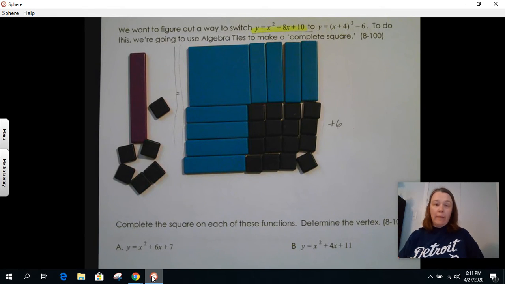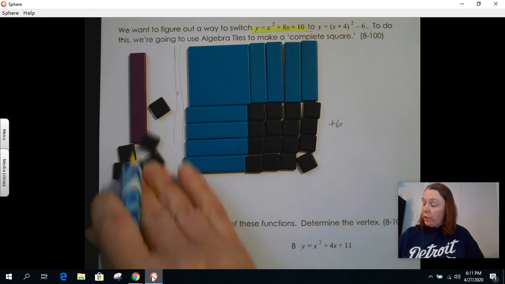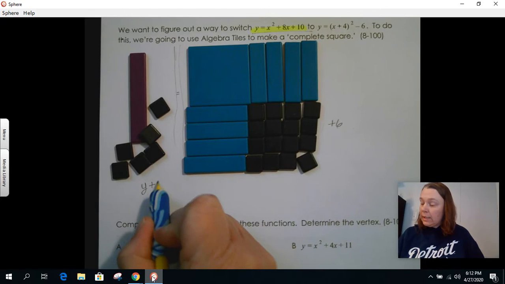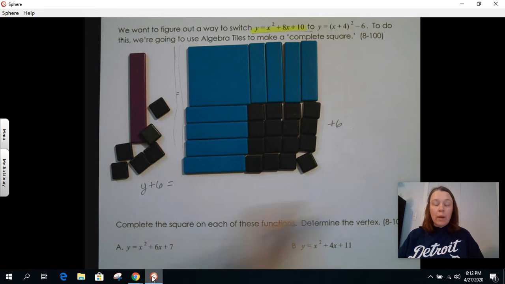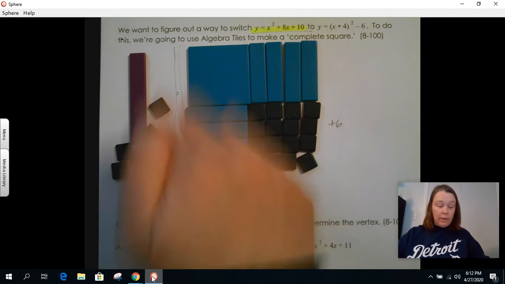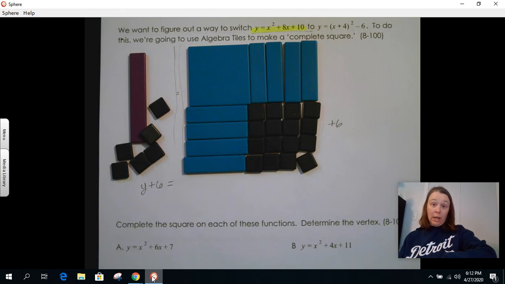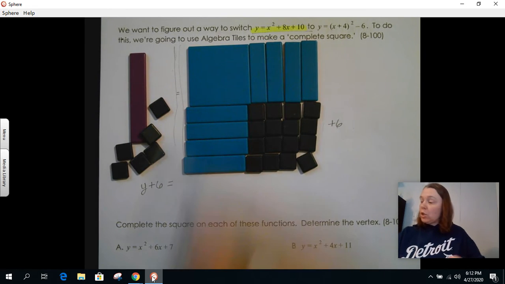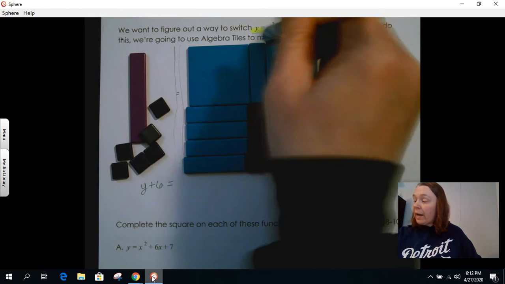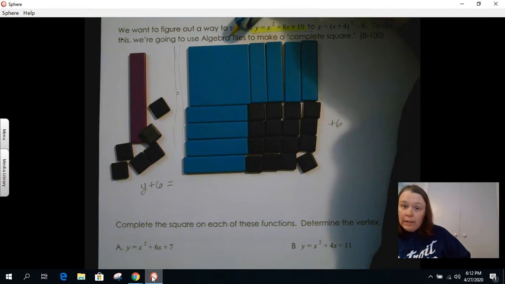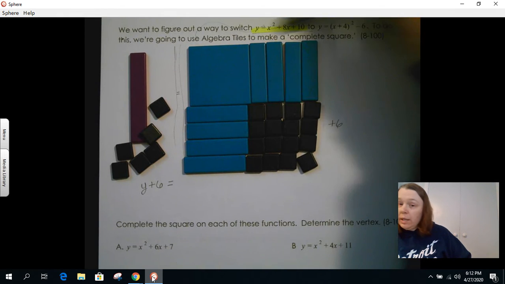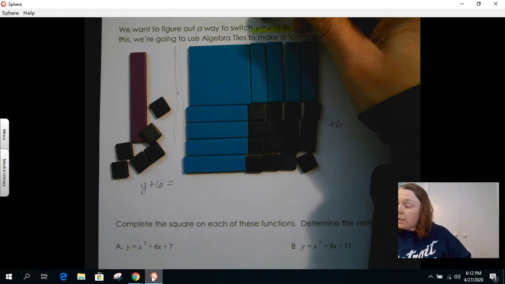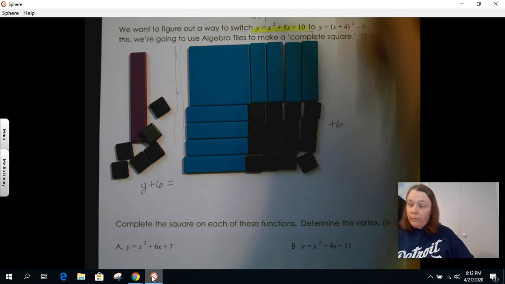So if I write what I have now, I have over here, I've got y plus 6, right? I've got a y plus equals. Now over here, remember how we talked about we could write things as the sum of all the tiles, or we could write it as a product. We're going to write it as a product. So on this side, I've got an x right here. I've got an x and a 1 and a 1 and a 1 and a 1. So this whole side right here is equal to x plus 4.